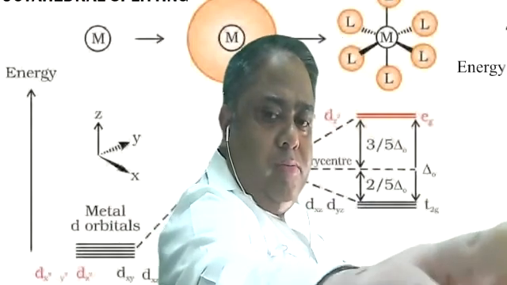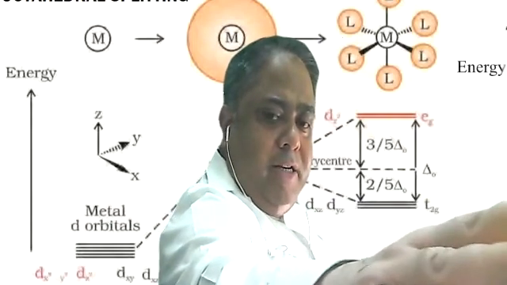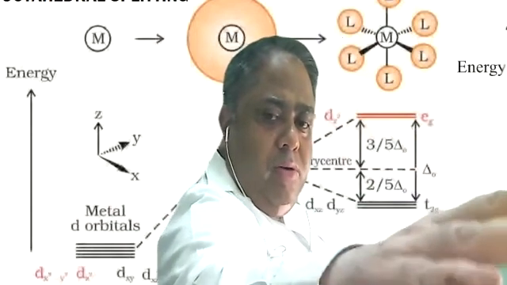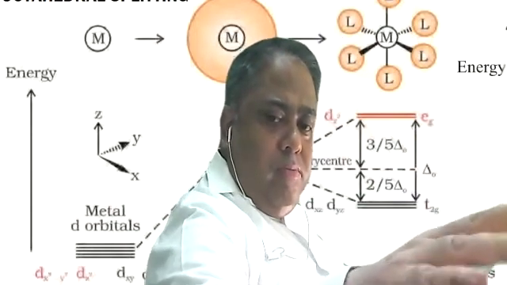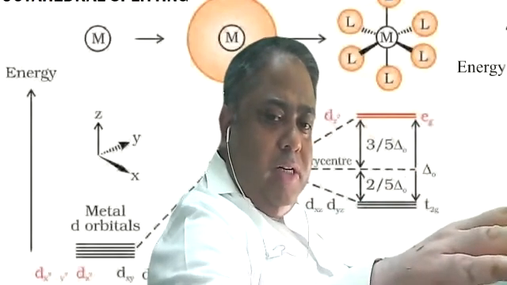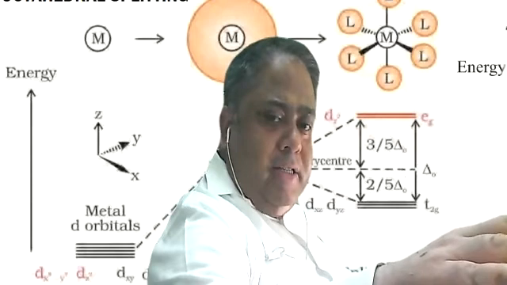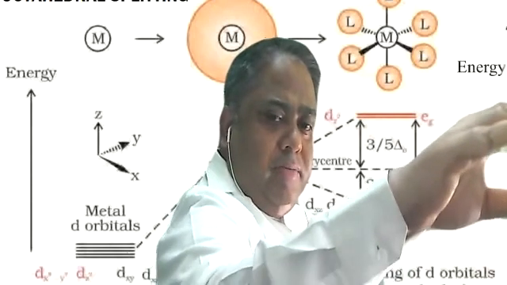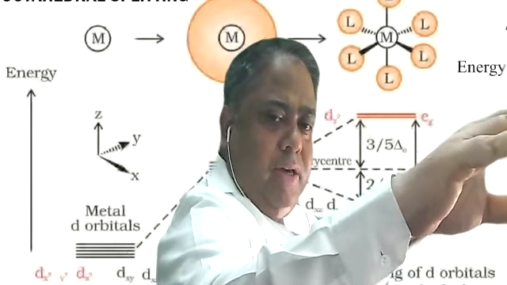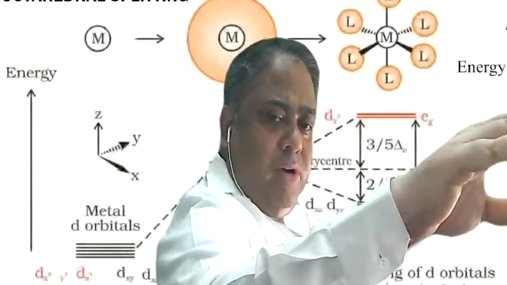T2g and Eg. T2g means dxy, dyz, and dzx, and Eg means dx square minus y square and dz square.